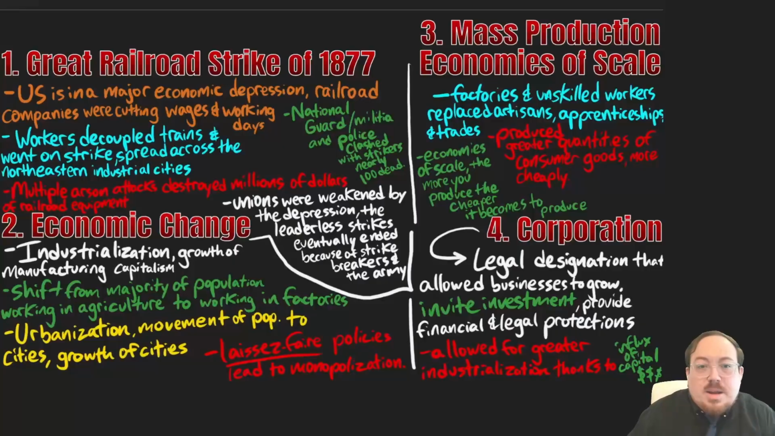So when you have economic depressions and panics like this, one of the ways that businesses will deal is by cutting wages and working hours for those employees. And so that's exactly what they did. The workers on the railroad will respond by decoupling trains and going on strike across various northeastern cities in the US.